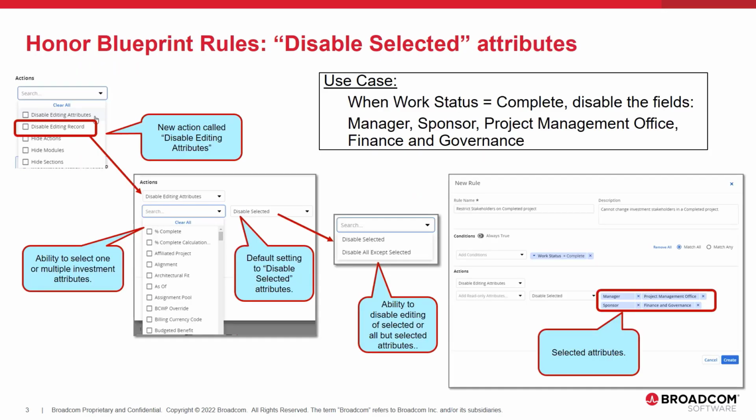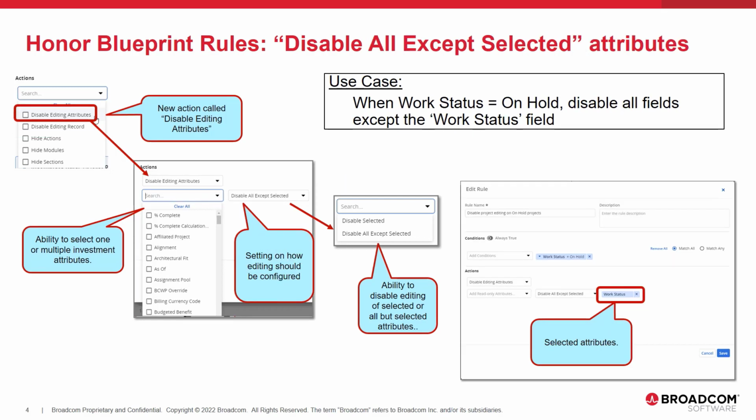I will demonstrate two blueprint rules use cases. For the first use case, I will have a blueprint rule defined that utilizes the disable selected attributes for editing. When the work status equals complete, the selected fields for Manager, Sponsor, PMO Manager, and the F&G Manager should not allow any editing. On the same blueprint, for the second use case, I have a defined business rule to disable all fields except the fields that I selected.